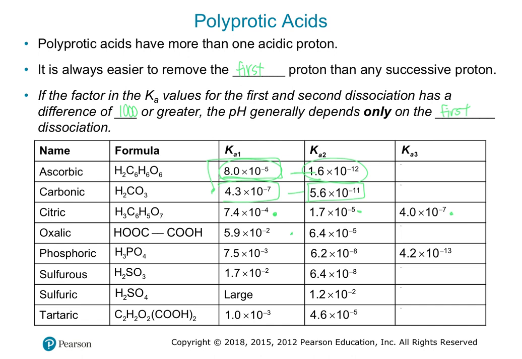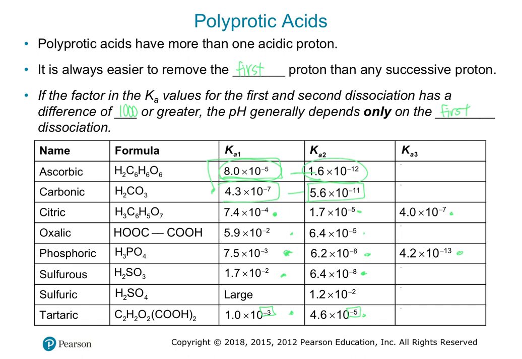Oxalic acid has about a factor of 1,000, so that's pretty close. Phosphoric acid, the first one's a lot stronger than the second one and the third one. Sulfurous acid, quite strong for the first one and weak for the second one. And then tartaric acid, off by about a factor of 100. So we look at these values, off by a factor of 10 to the 2. So we would have to care about that.